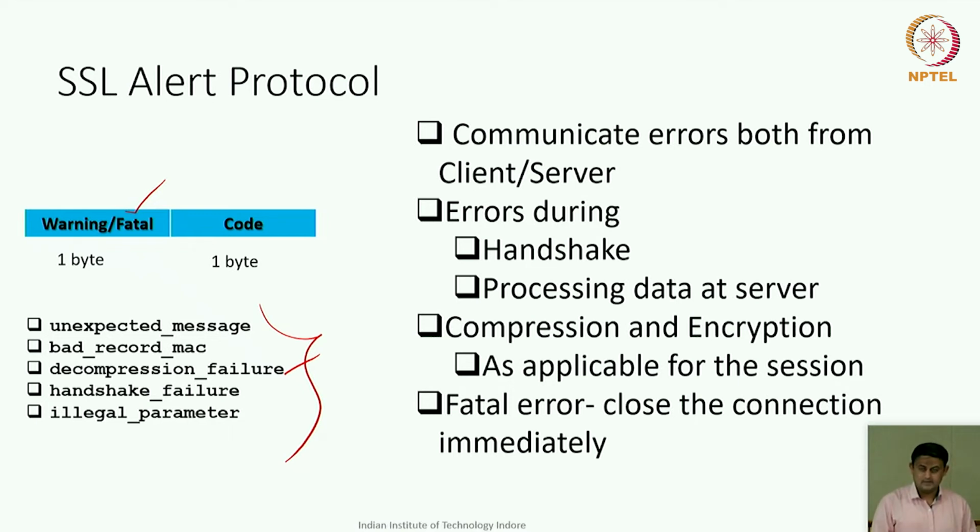Or if the compression algorithm fails, then it can also indicate that the decompression could not be done. The handshake failure is used for establishing the connection right at the beginning; if there is an issue with establishing the connection itself, you can use that. And if there are illegal parameters passed to the SSL communication channel, that can also be identified. We'll see what kind of parameters are transferred during connection establishment and other phases in a minute.